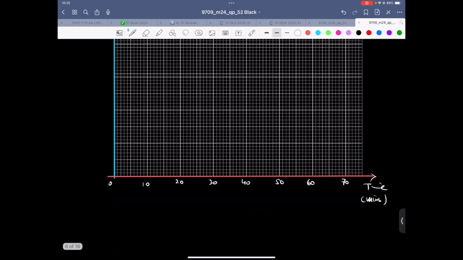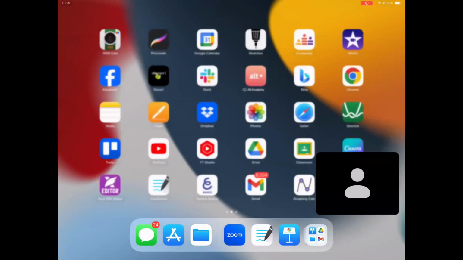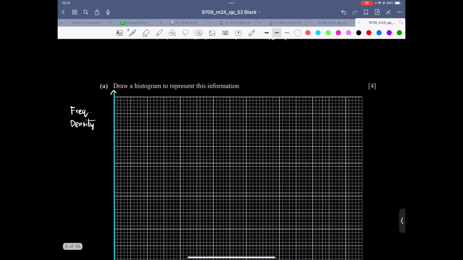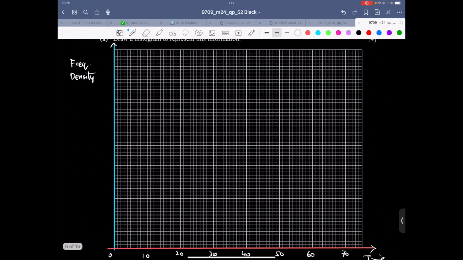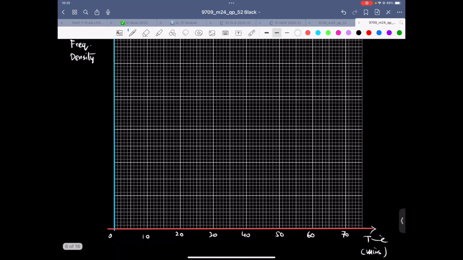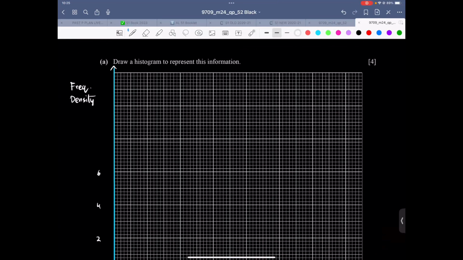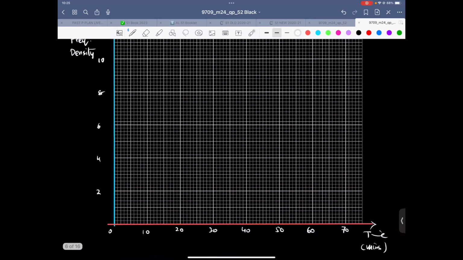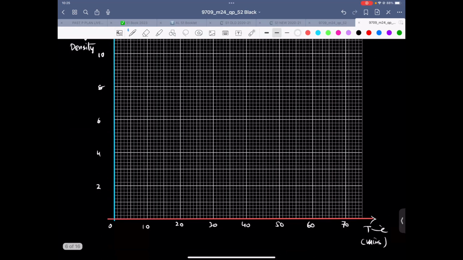And let me just check one thing, which I always do. That is, the recording is on and it's all good. So now frequency density is there, and 0 till 20 has a frequency density of 0.4. I need to label the y-axis first. Therefore, this is 2, this is 4, this is 6, this is 8, this is 10, this is 12, and 0.4 between this thing. That is 0 till 20.